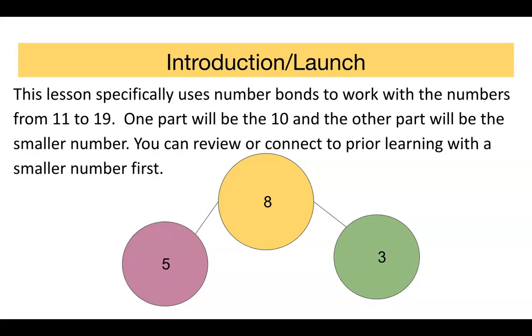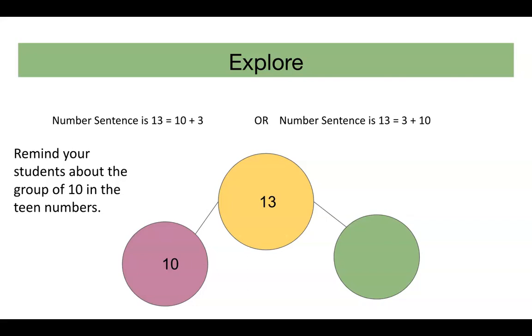We are specifically targeting numbers 11 through 19. So one part, when we do our number bonds, will be 10, and the other part will be a smaller number. But you can feel free to review and connect to prior learning with a smaller number first, just to bring back the prior learning. All right, so when we're dealing with numbers from 11 to 19, we want to make sure that we remind our students about the group of 10 in the teen numbers.